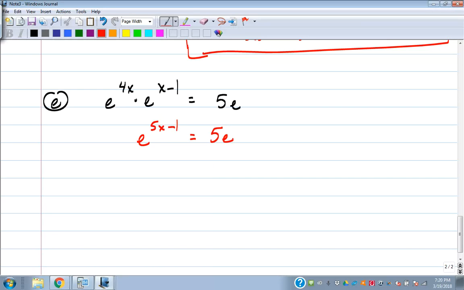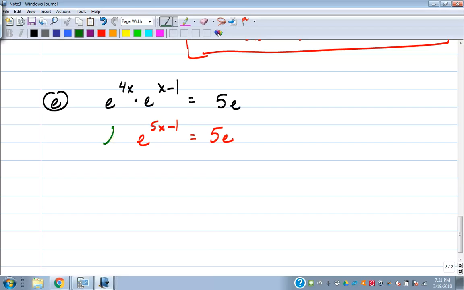Now we have something with an e on the left side. We have a 5e on the right side. 5e is just a number. It's 5 times 2.71 and some change. That's what that means. Okay? It's just a number. So how do I get that exponent down? How do I get it in front? What do I have to do to both sides to get it there?